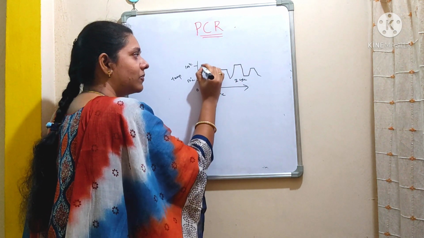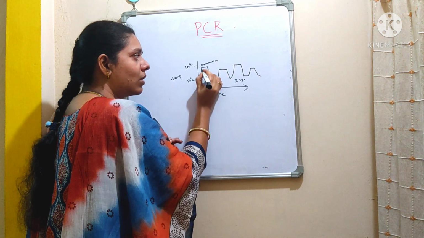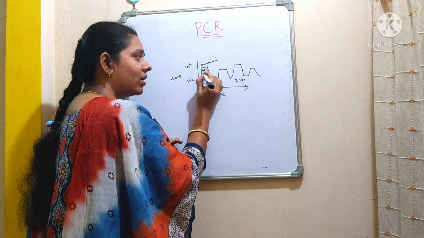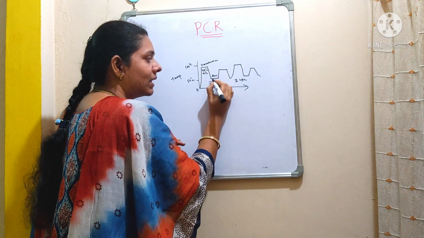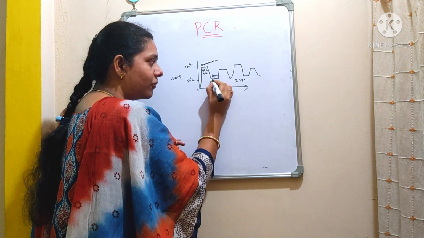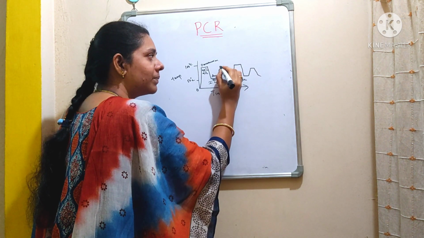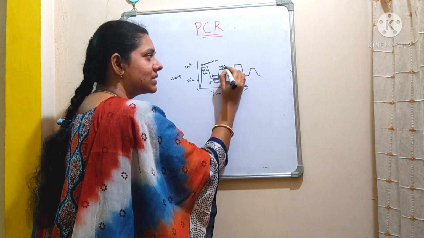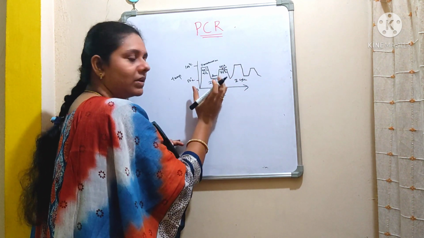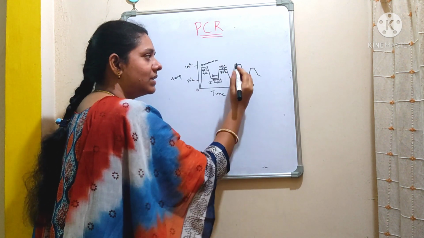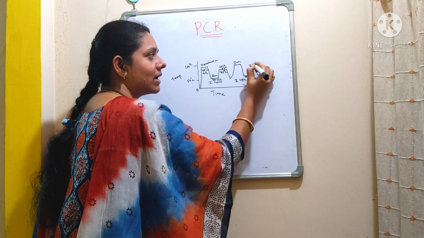So what is the first step? The first step is denaturation, which is carried out at a temperature of 98 degrees centigrade or 96 degrees centigrade. Then what is the second step? Annealing, that is carried out at a temperature of 50 to 56 degrees centigrade. What is the third step? DNA synthesis, carried out at a temperature of 72 degrees centigrade. This is after the first cycle, and again in the second cycle, the repetition of denaturation, annealing and extension.